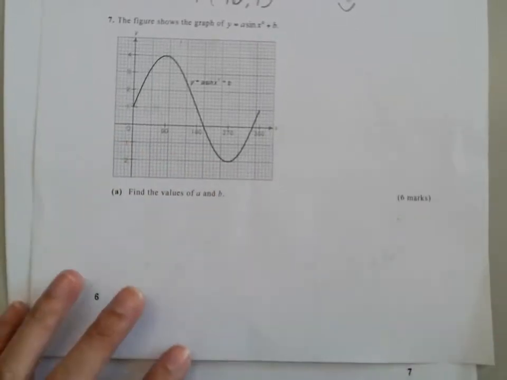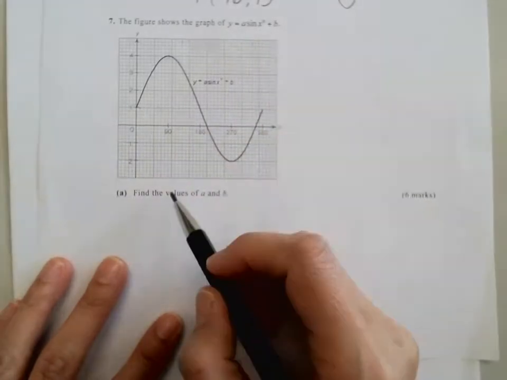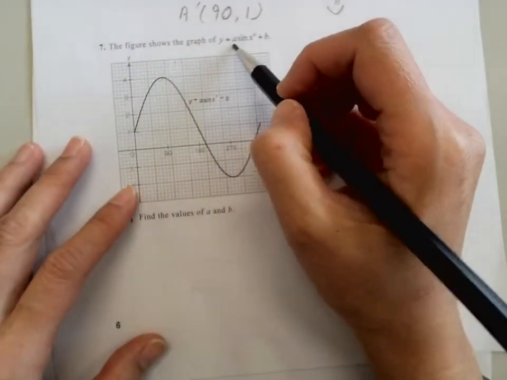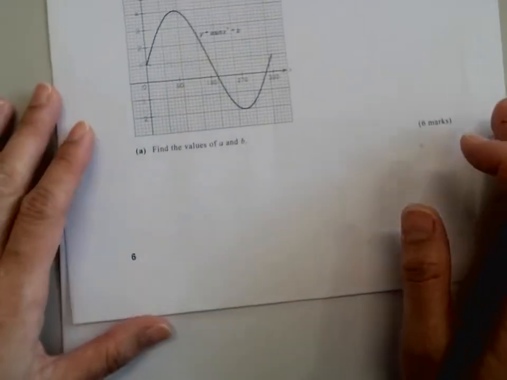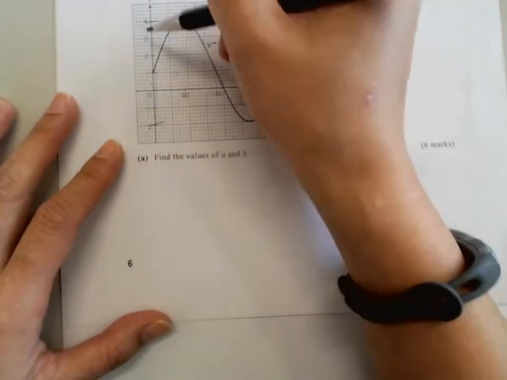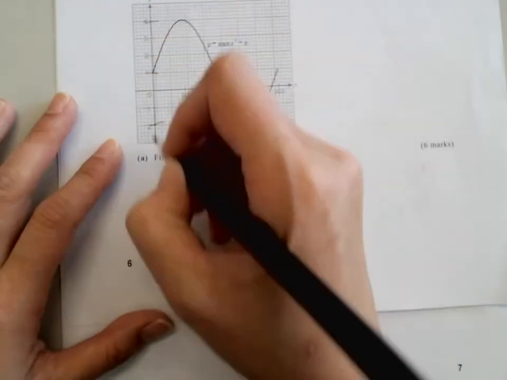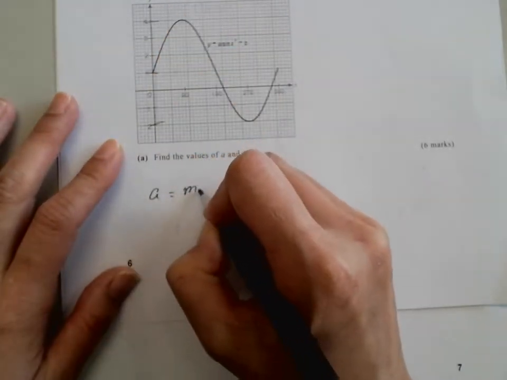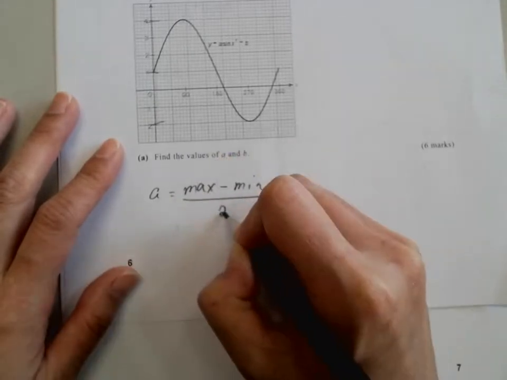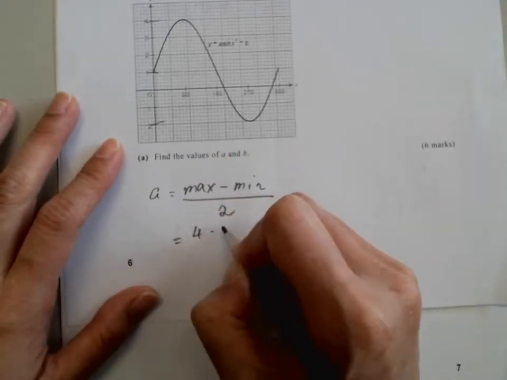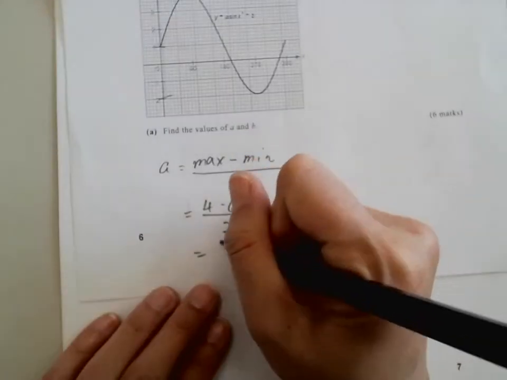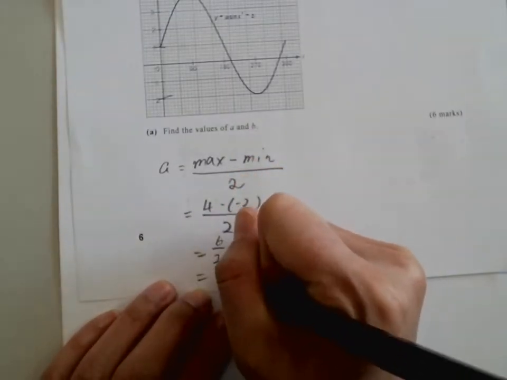Alright, number 7 now. So we have an equation here, and this time we need to find the A and B. A is the amplitude here. So we have the max and the min, divided by 2, is the amplitude, which is A. So A equals max minus minimum, divided by 2. So we have 4 minus negative 2, divided by 2, which is 6 divided by 2, equals 3.